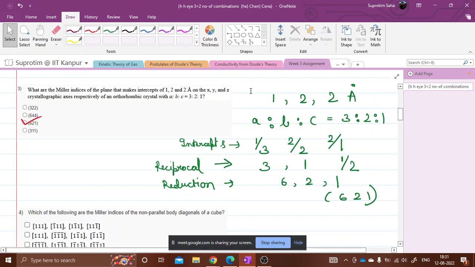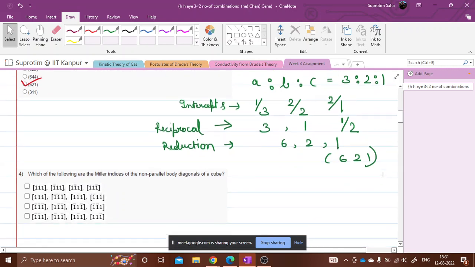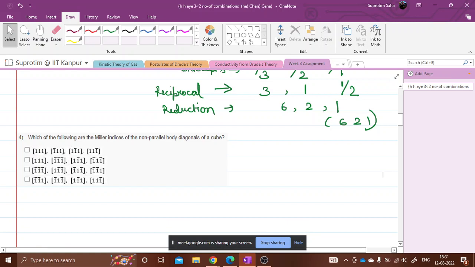So what we did is simply we found out the intercepts on the x, y, and z axis respectively for this orthorhombic crystal. So first we found out the intercepts, then we did the reciprocal, and then we reduced it by multiplying it with the shortest integer, so that the HKL are integers. All right.